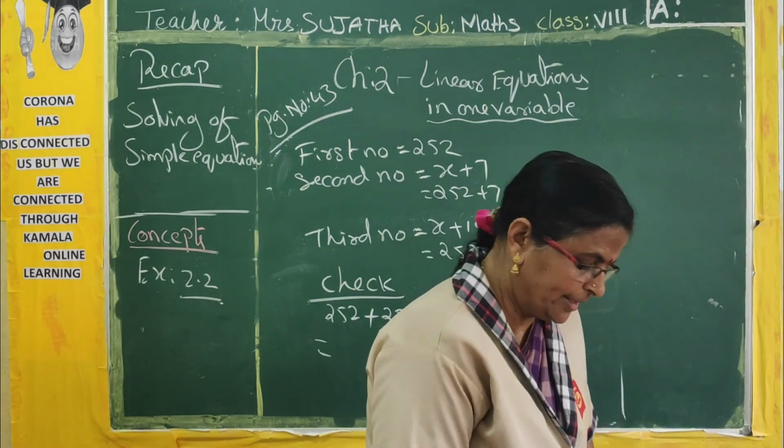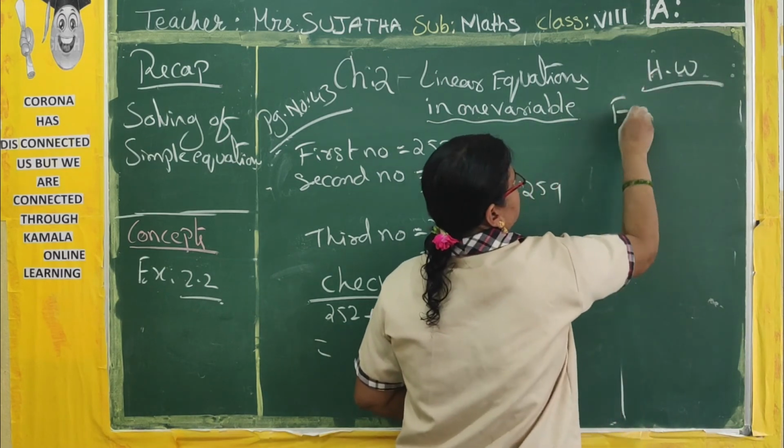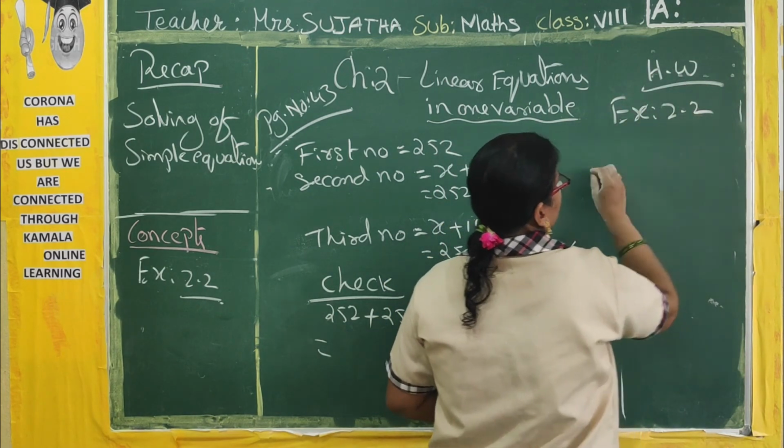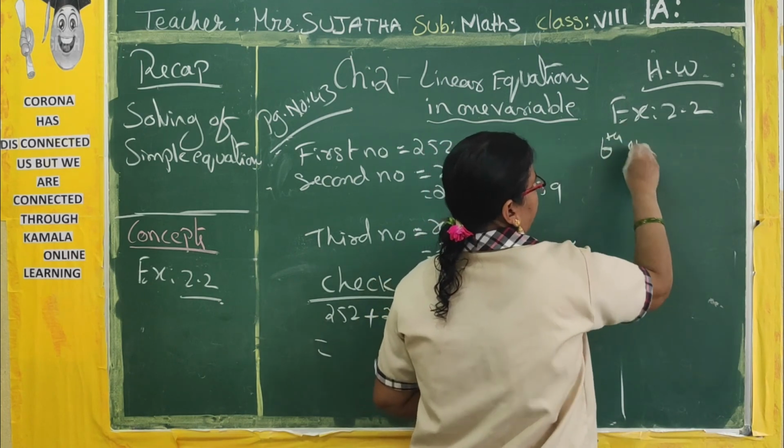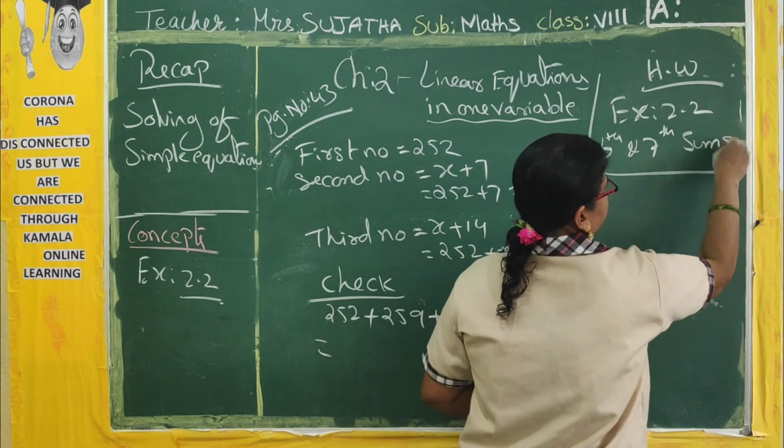Exercise 2.2, 6th and 7th. Homework exercise 2.2, 6th sum and 7th sum. Both are easy only. Okay, 6th and 7th sums.